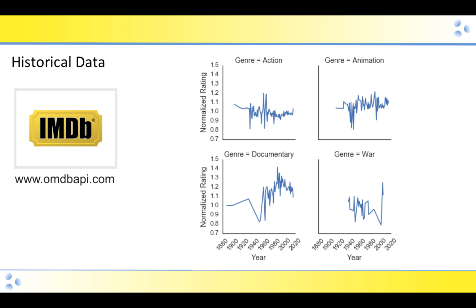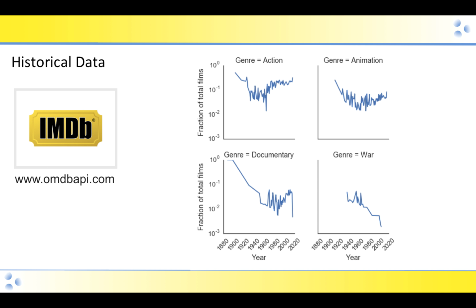I take a quick look at the different genres, and the number of movies and the ratings of the genres over time. What we're looking at here is the normalized rating. This is the rating of the genre compared to the overall rating of all movies. Some genres, like documentary, increased in ratings; viewers liked those movies better in the 1980s than compared to now. The animation genre has been fairly consistent. Perhaps the action genre has decreased a little bit in popularity over the last 50 or 60 years.